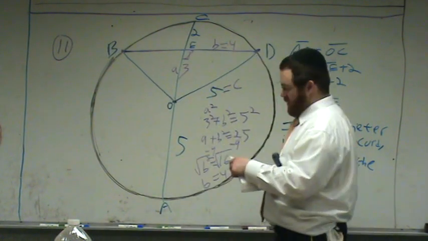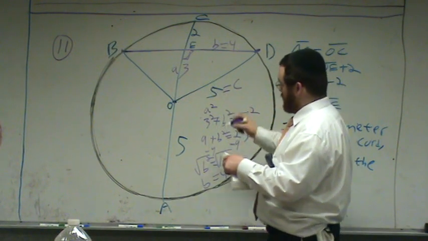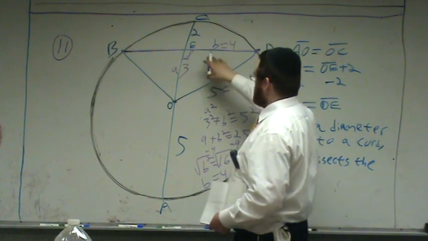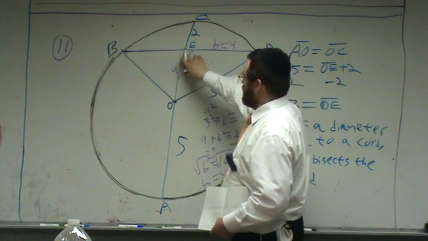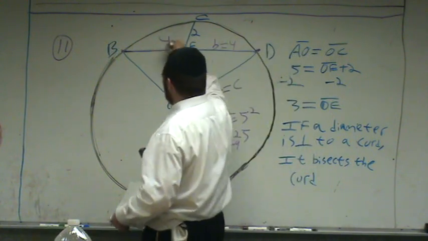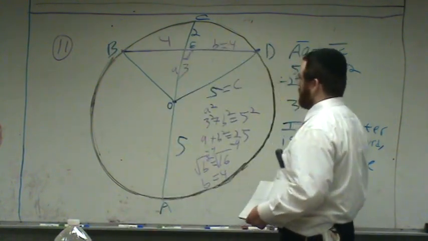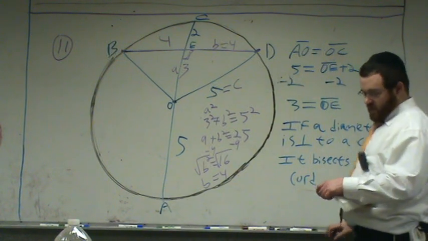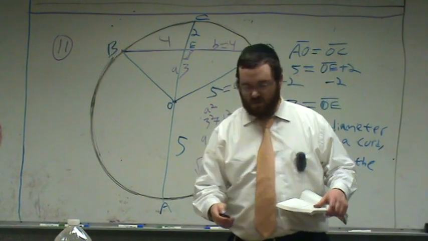If you have a right angle, then the diagonal cuts the chord in half. So if from the middle of the chord to D is 4, then this is also 4. And the question is, what is line BD? So it's 4 plus 4, which is 8, which is answer 3.